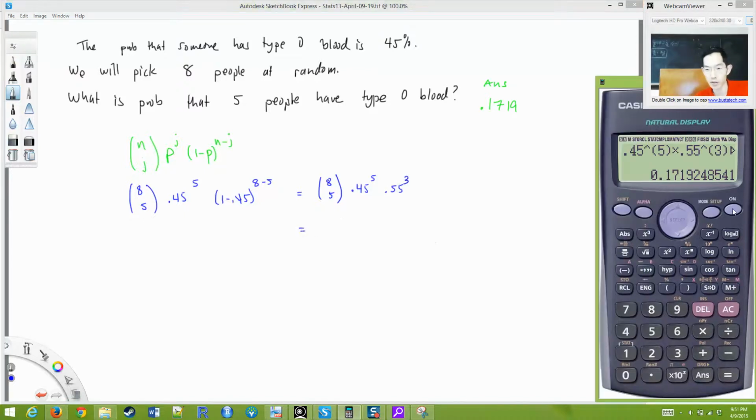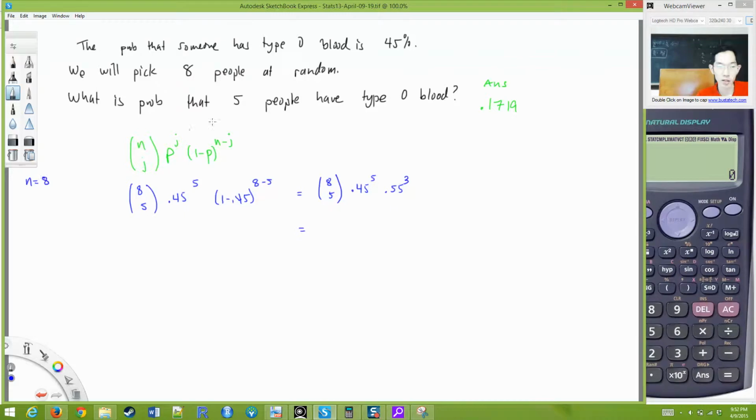I think I did my math correctly, but I'll check. 8 choose 5. Okay, so I'm just plugging in our values here. So when we read our problem, we pick 8 people at random, so n is equal to 8. And we are looking for the probability that exactly 5 people have type O blood, so our j is equal to 5. And the probability that someone has type O blood is 0.45. So I have n, 8, j, 5, and p equal to 0.45.